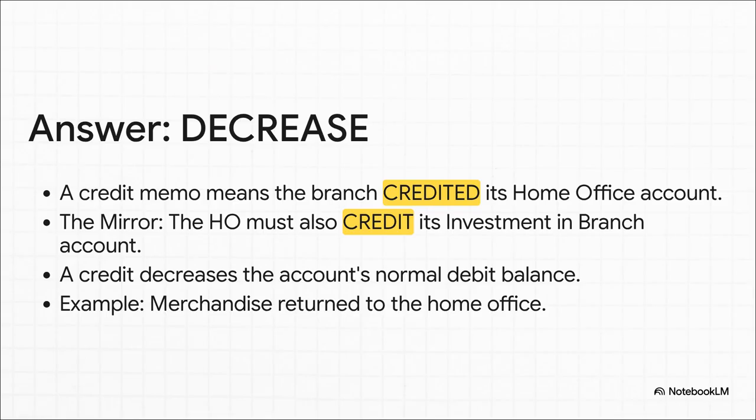A credit memo from the branch means the branch did something to reduce what it owes the home office, like returning extra merchandise. On their books, they would debit home office current to lower that balance. And what does the mirror demand? The home office has to do the opposite, a credit to investment in branch, which decreases its normal debit balance.